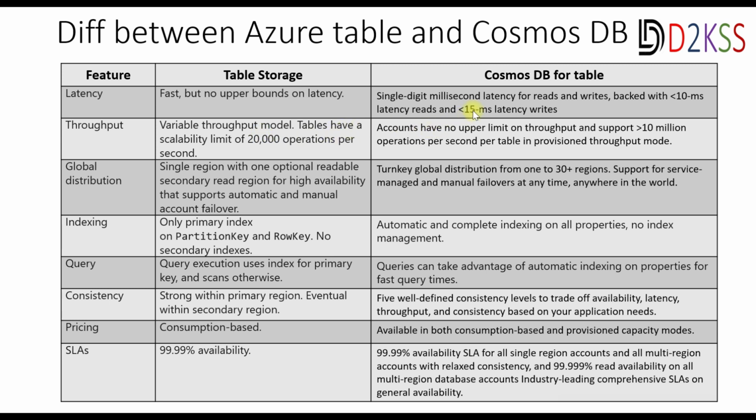Cosmos DB supports greater than 10 million operations per second per table in provisioned throughput mode. So greater than 10 million. When your application needs operation limits of more than 20,000, then definitely you have to go for Cosmos DB.